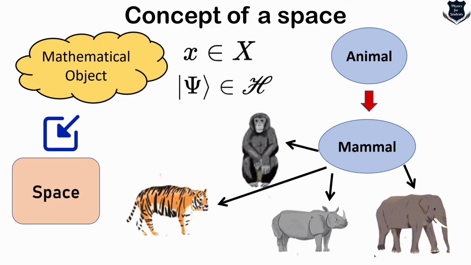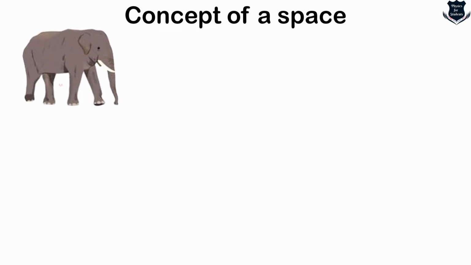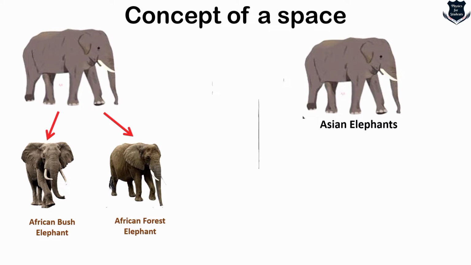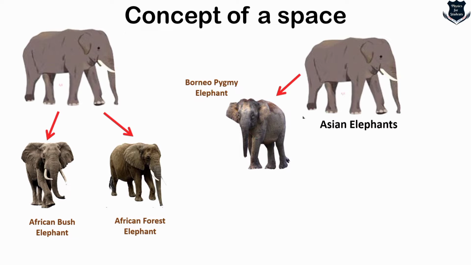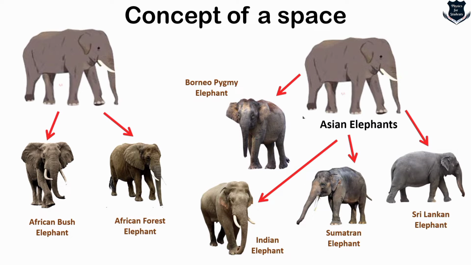So we have got a kind of a structure called an animal. From there we are getting into another which is a mammal, and there are different types of mammals and different species. So here you see this is an elephant class, and it has got an African bush elephant, and an African forest elephant. Similarly, Asian elephants can be divided into a Borneo pygmy elephant, an Indian elephant, a Sumatran elephant, or a Sri Lankan elephant. Now what I am trying to tell you is that all these Indian elephants, Sumatran elephants, etc. are basically the objects which are residing inside this space, and the main space is basically the Asian elephants.